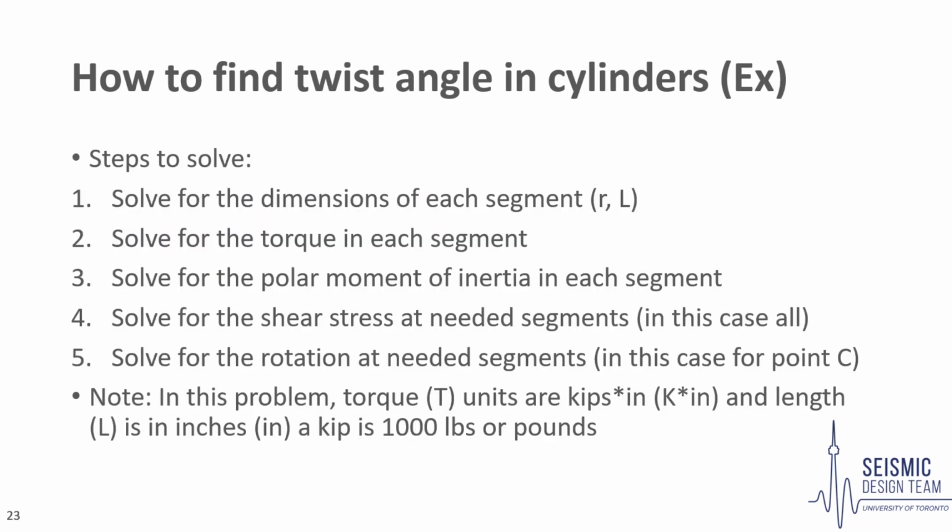So to solve this problem, we must first determine the dimensions of each segment. Then we must find the torque in each segment, followed by the polar moment of inertia in each segment. This will allow us to find the shear stress in each segment. Then we will solve the rotation at the needed segments. In this case, we will need to solve up to point C. The units of torque in the problem are kips multiplied by inches, and length is in inches. A kip is 1,000 pounds, in case you were curious.